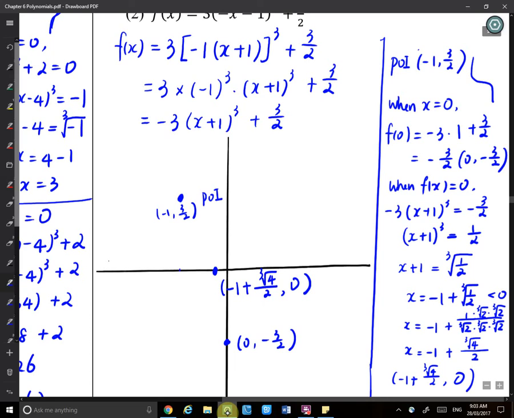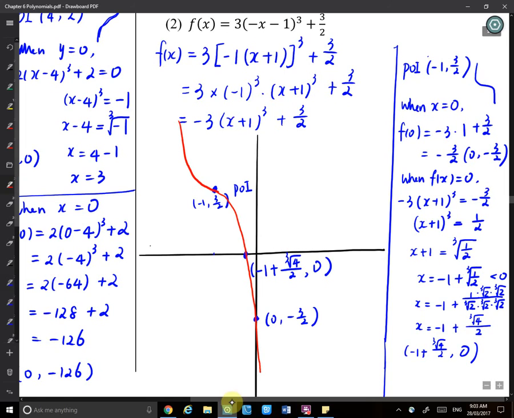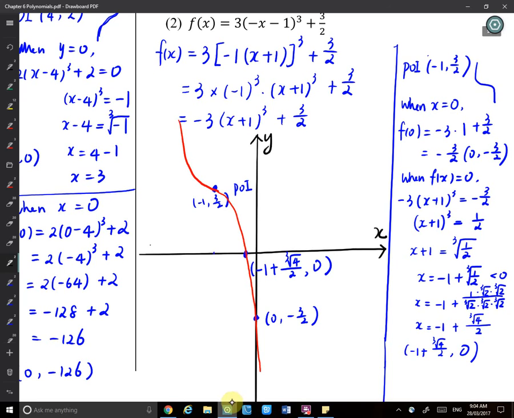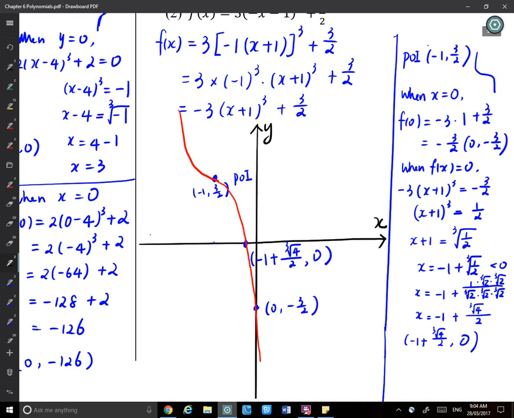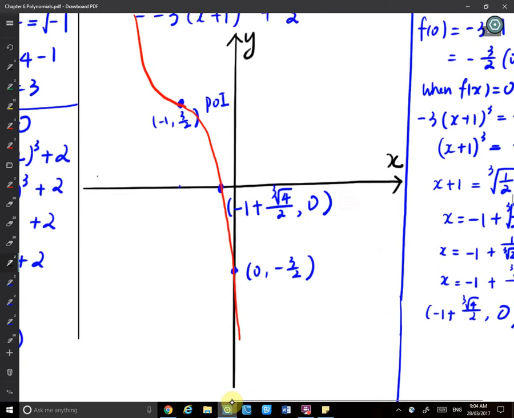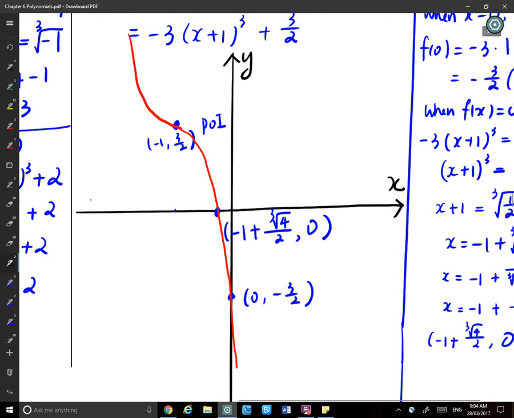Okay, so the graph will look like this. And remember to label your xy axis. Okay, decreasing shape, point of inflection there, xy intercept at those two places. That should be the shape of the graph. This graph looks much better than the previous one because it's drawn to scale.